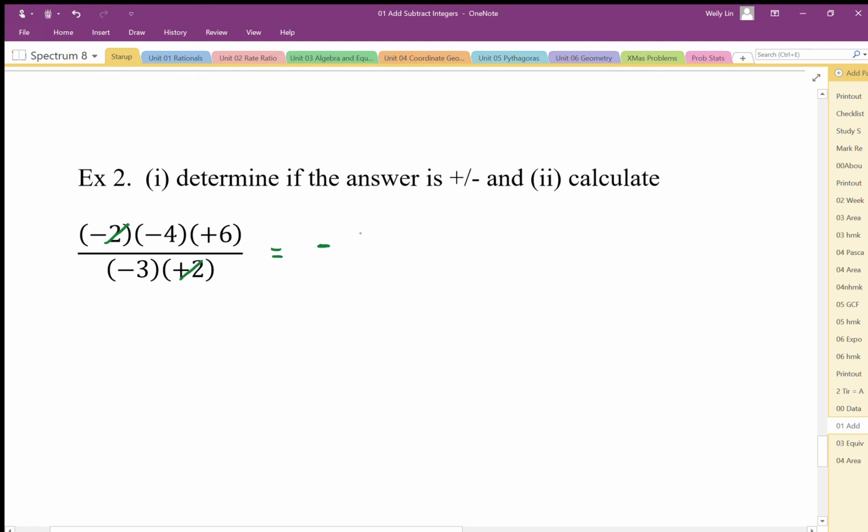I've got some more common factors, but I'm just going to multiply first and then simplify. So I have 24 on top, 3 on bottom. Okay, 24 divided by 3. And again, I already know it's negative. The answer is going to be negative 8.